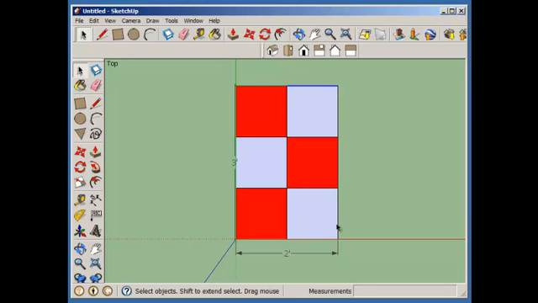And for perimeter, we have 1, 2, 3, 4, 5, 6, 7, 8, 9, 10 feet. That's a linear measurement. Area is a unit square. So we have 6 square feet.